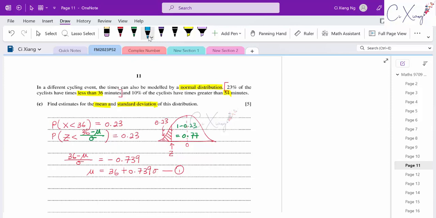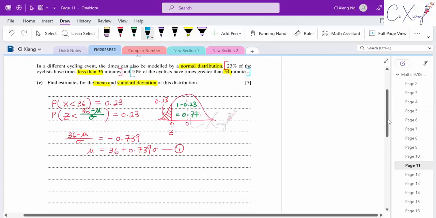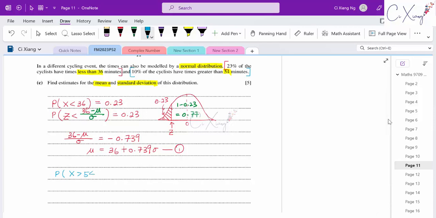Now I continue with the second piece of information. The second information is that 10% of the cyclists have time greater than 54. If I convert this into symbol form, it will look something like this: the probability that the time is more than 54 equals 10%. So 10% is 0.10. Again, if you standardize it, you will have Z greater than 54 minus the mean, which I don't know, divided by the standard deviation, which I also don't know, and I let it equal 0.10.